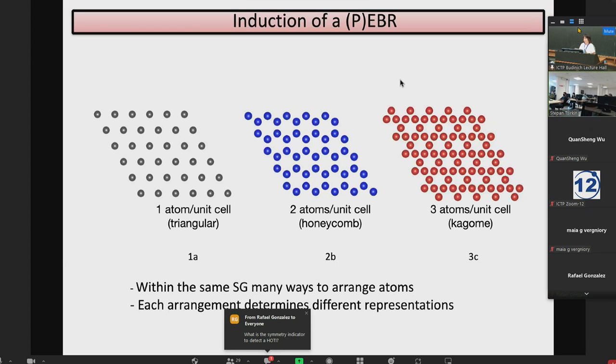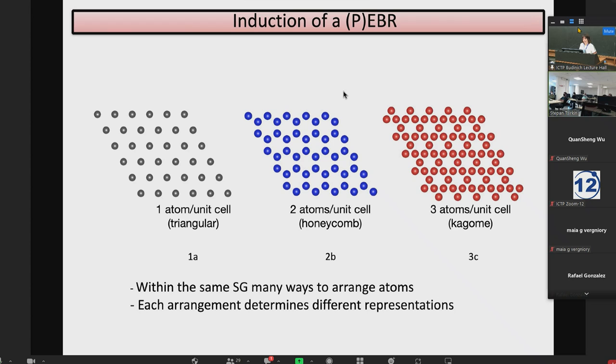Okay, so the atomic limit is one concept, and now we're going to bridge it to another concept that comes from group theory. So I want to define now, there is a question. C4, what is the symmetry indicator to detect a higher order TI with C4? C4 equals 2.